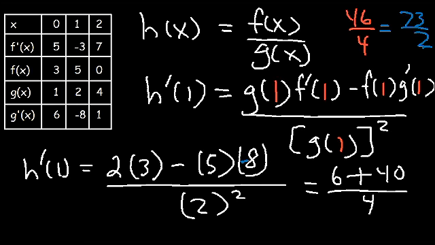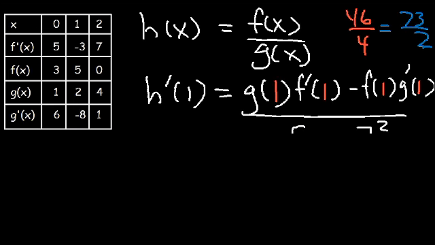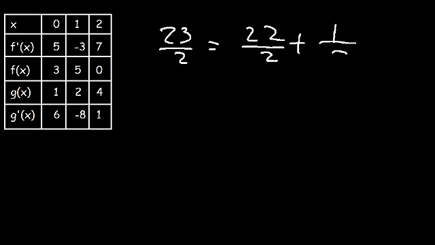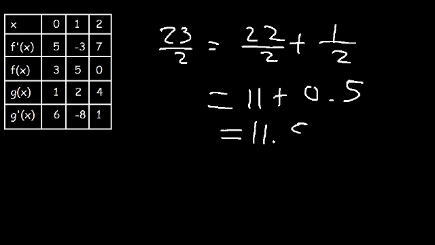Now what is the fraction as a decimal? It is the same as 16 over 2 plus 1 over 2. 16 divided by 2 is 8. 1/2 is 0.5. So it's 8.5.